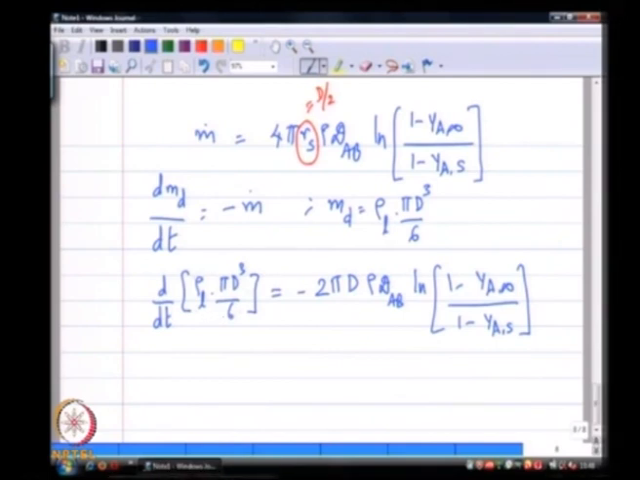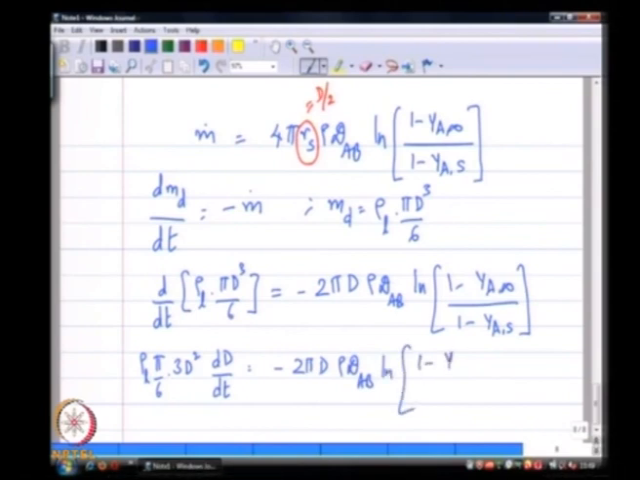So, in the term in this square parenthesis, we want to take the rate of change of the term in the square parenthesis with respect to time. The only part which is changing with respect to time is my d. Rho L is of course assumed to be constant. So, if I invoke that, I will find rho L times pi over 6 times 3 d squared times dd dt equals minus 2 pi d rho D_AB. I can scratch out one of the diameters.